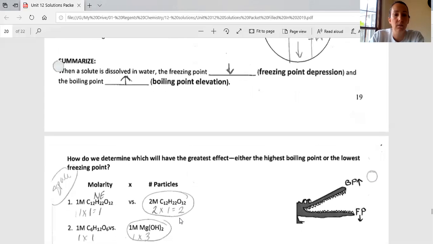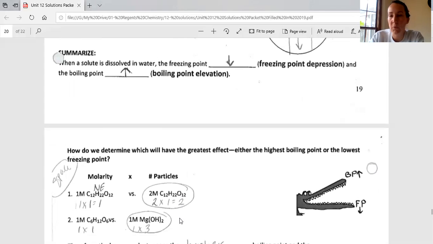Your paper is going to look a little different than mine because I adjusted it this year. To determine which is going to have the greatest effect on the boiling point or the freezing point, first, you need to figure out: do you have an electrolyte or a non-electrolyte? Second, you need to figure out the Van't Hoff factor. So this is what I would do.